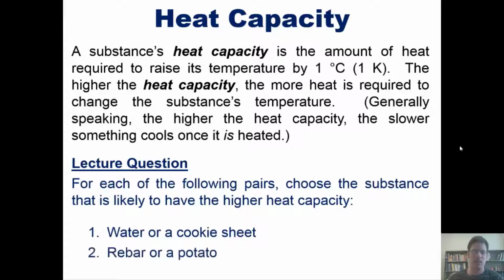The next example is rebar or a potato. Now remember, rebar is once again a piece of metal and potato is starch. Think about heating up a piece of metal versus heating up a potato. Which one takes longer to heat up and therefore longer to cool down? Whichever one does has the higher heat capacity. I'm not going to answer this for you, but I invite you to think about that and see if you can figure it out on your own.